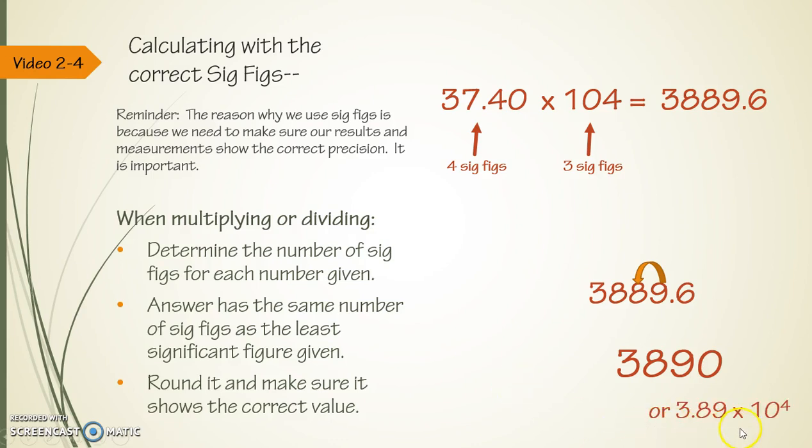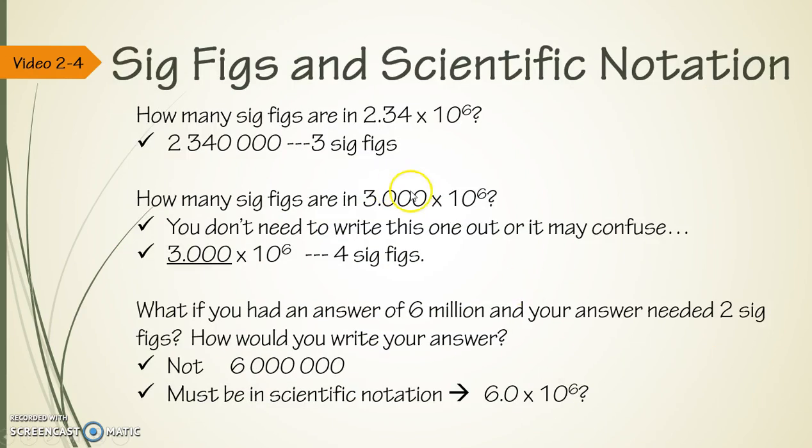We can also report this with scientific notation. You'll note that 3.89 has 3 significant figures, and then we've got times a multiplier. So that shows how many significant figures it is. And that's just another way of reporting our answer, so it shows the true precision of the instruments that we used. Now, scientific notation, let's go ahead and look at that.